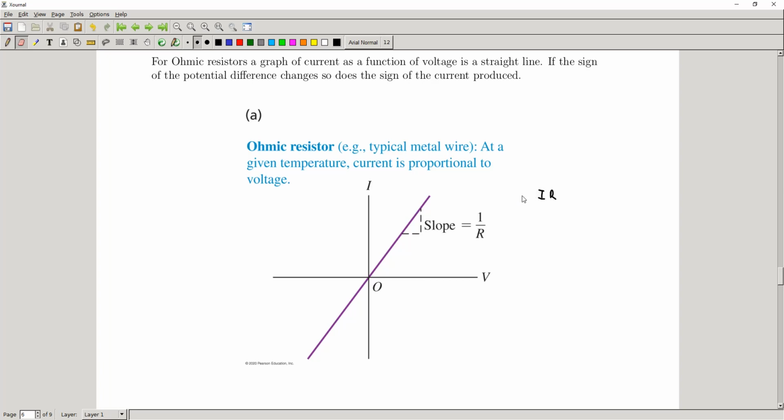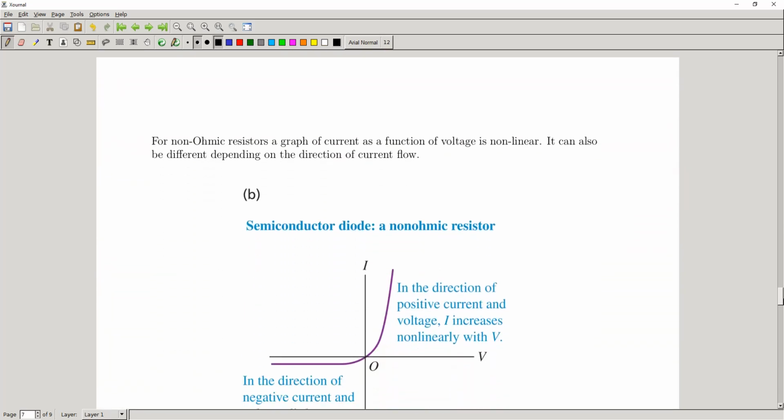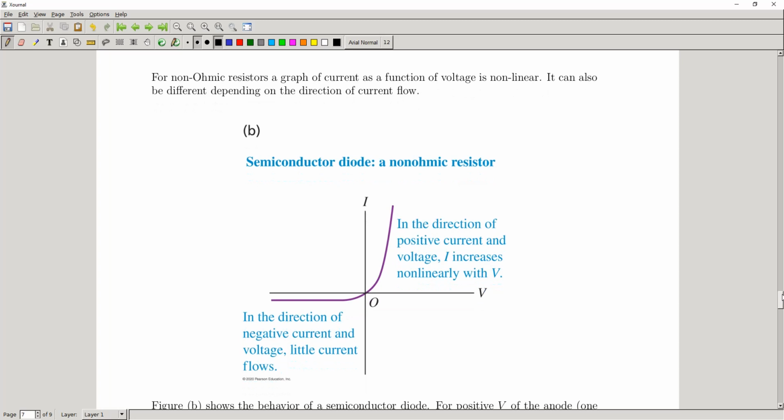Okay, so I'm going to erase that to clean up the notes. Now, we can also look at what these plots would look like for non-ohmic resistors, right? Let's say we had a graph with current as a function of voltage that we see here. We can see that this is nonlinear, right? And it can also depend on the direction of the current flow. So we can see first that this is nonlinear. We have this sort of exponential behavior here in the positive potential difference area, but we also have this strange linear behavior here.